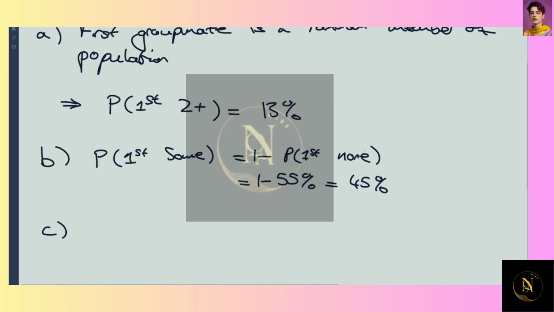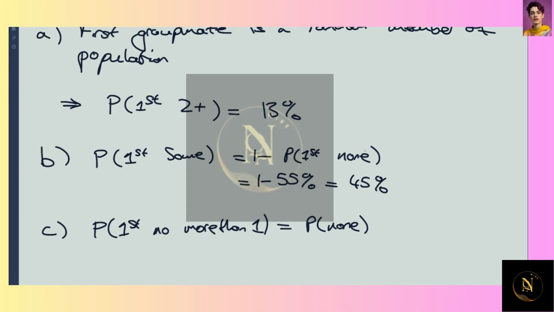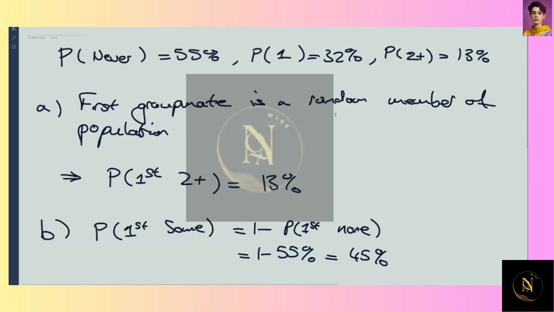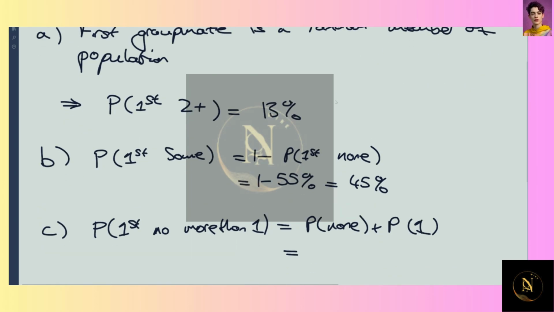Part C, what's the probability that they've studied no more than one semester of calculus? So first, no more than one. That's going to be the probability that they've studied none plus the probability that they've studied one. So that is 55 plus 32 is 87%.